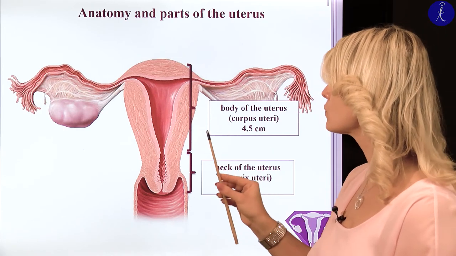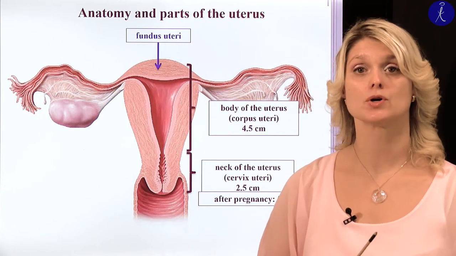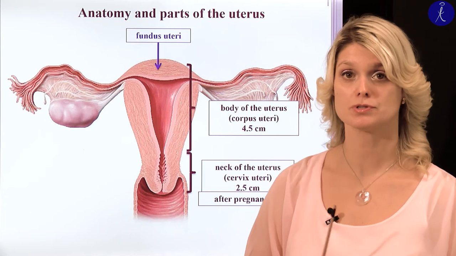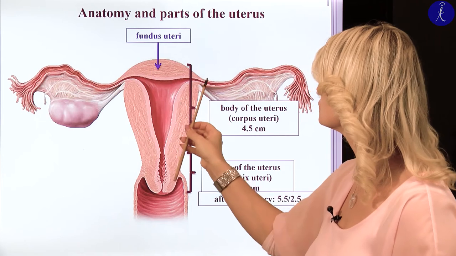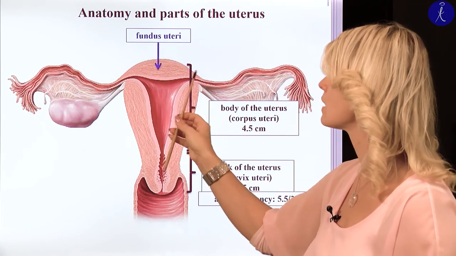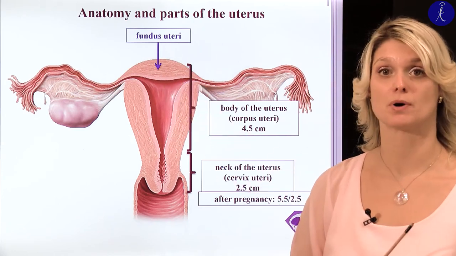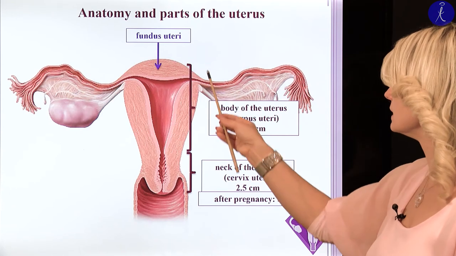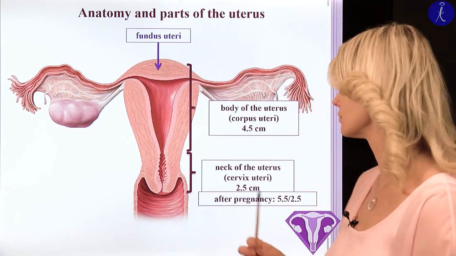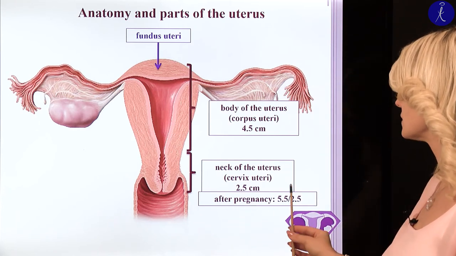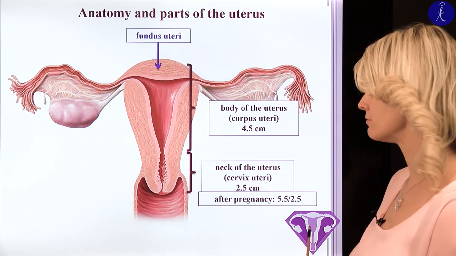And we can talk about the fundus of the uterus, but the fundus is not a separated part of the uterus. It is only just one part of the body, which is located there between the two fallopian tubes. This is the apical part of the body of the uterus, so it's not a separated part of it. The relation of these parts will change after the pregnancy. Here you can see the body will be bigger compared to the length of the cervix.